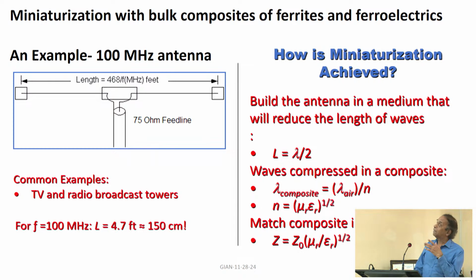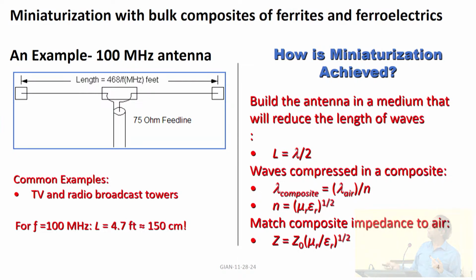So the first thing I want to discuss is how you can do it with a bulk composite of a ferrite and a ferroelectric. For this particular example, I used a 100 megahertz antenna. This project, 2 high school students did in my lab, and this is what they did, and that's what I'm going to describe. They did the miniaturization of a 100 megahertz antenna.